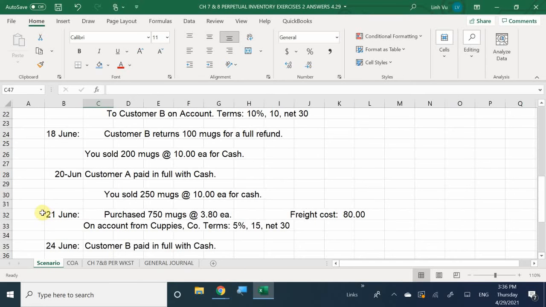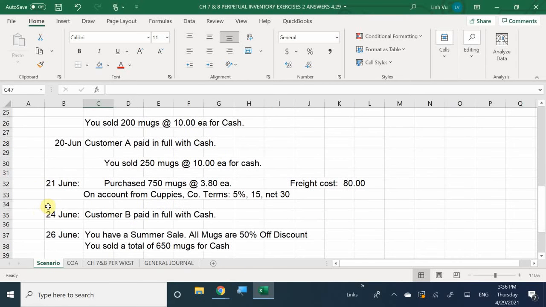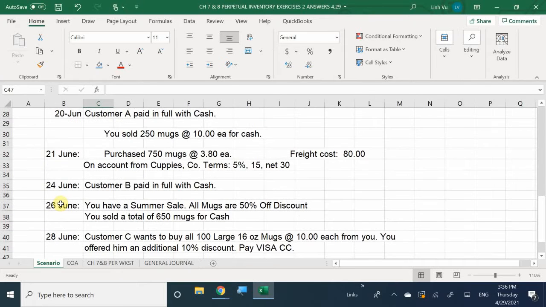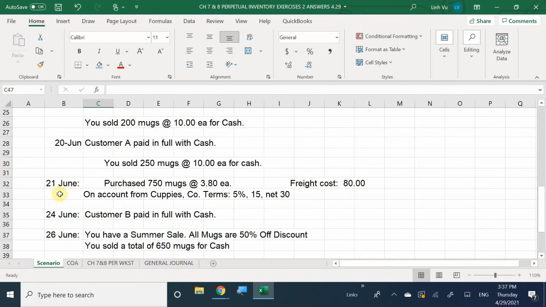Let's see what happened next. I'm going to go ahead and pull the screen up for just a bit to see how many more transactions we have. So we have the 21st, 24th. Okay, so we're almost done, guys. So then what has happened on the 21st of June? You purchased 750 mugs at $3.80 each with a freight cost of $80. So 750 at 3.80 and 80. Okay.